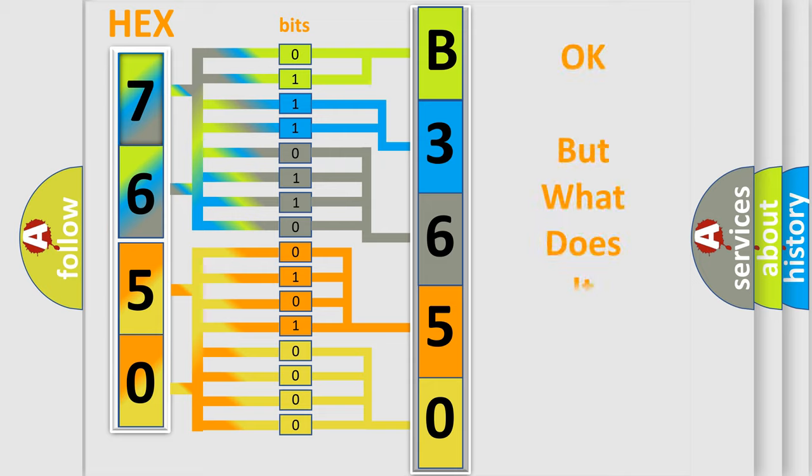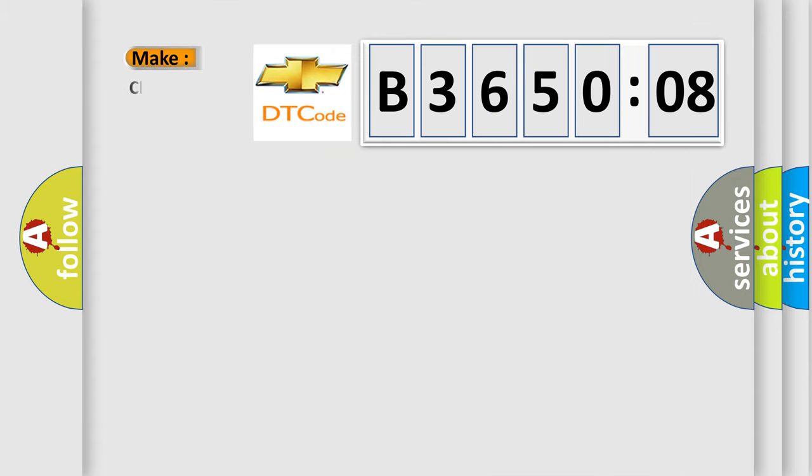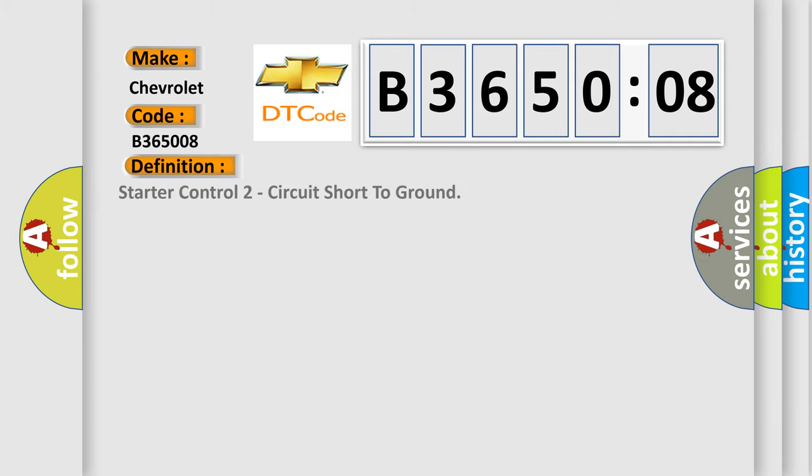The number itself does not make sense to us if we cannot assign information about it to what it actually expresses. So, what does the Diagnostic Trouble Code B3650-08 interpret specifically for Chevrolet car manufacturers? The basic definition is starter control 2 circuit short to ground.